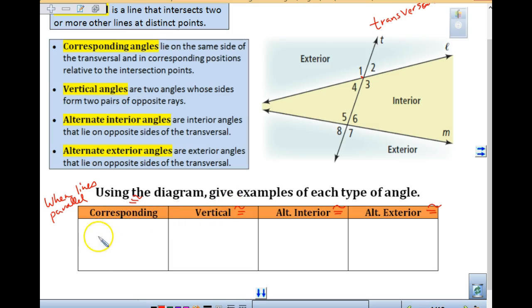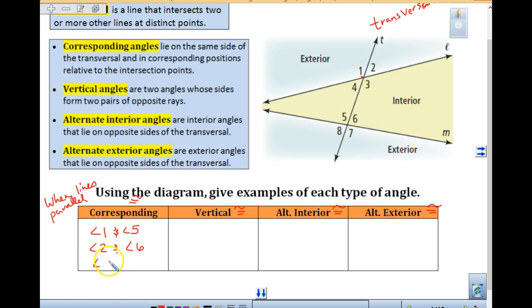But corresponding, Sanjay said, are in the same spot on the same side of the transversal. So I would put angle 1 and what's in the same spot down below? In the same spot as 1. Above 5. So angle 1 and 5. There are going to be 4 pairs here under corresponding. Angle 2 with what? Same spot. Angle 6. Please write these down as I'm writing.